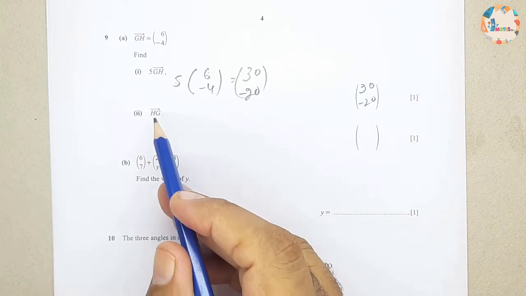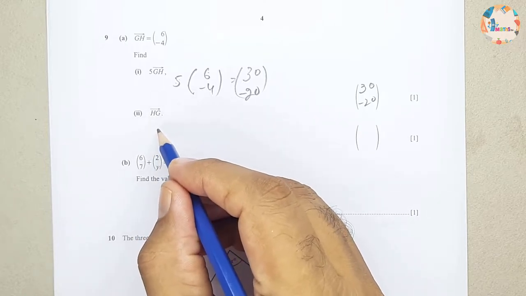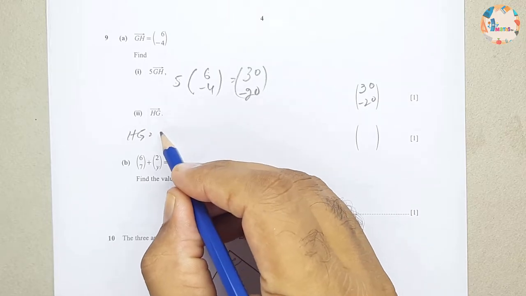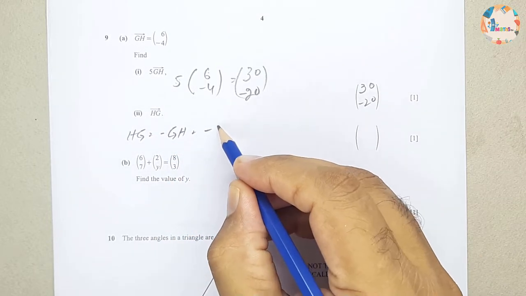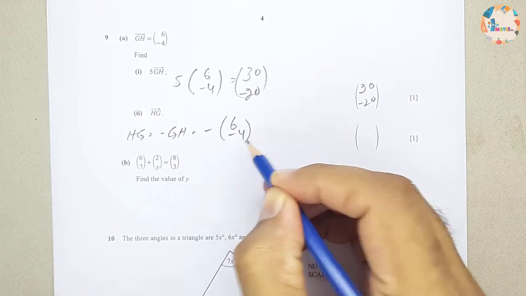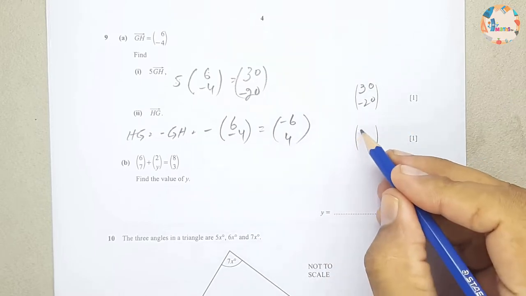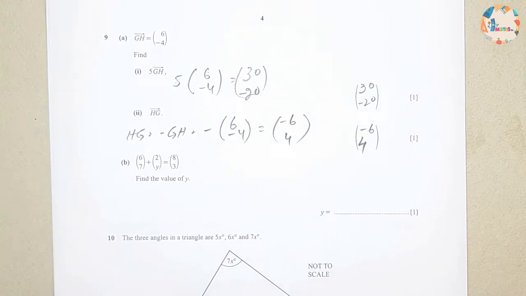Then HG. HG is always just multiply by minus 1 to GH. So you can write HG is equal to minus GH, which is equal to minus into 6 and minus 4, and change sign. So this will be minus 6 and 4. And this will be minus 6 and 4 will be our answer.